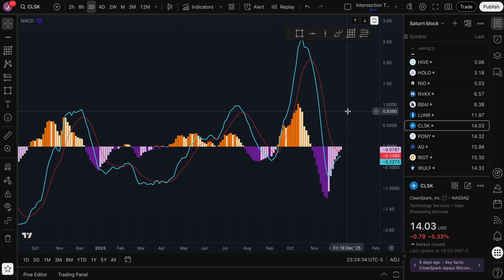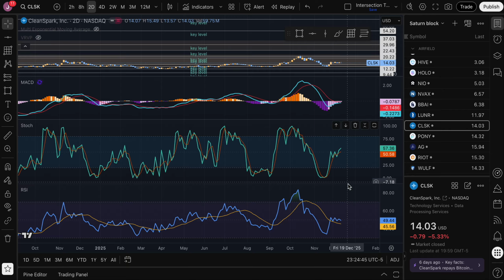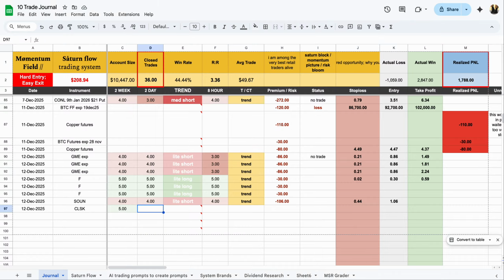What was this? Kind of a weak short because it could be going long, but it could also come back down. 4, 5, 4. So 4 overall grade for the 2-day.